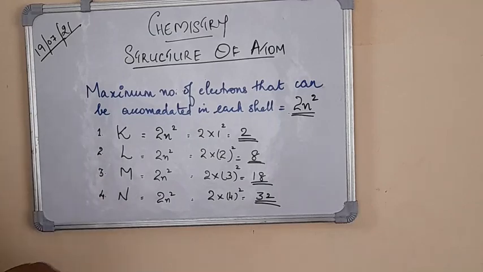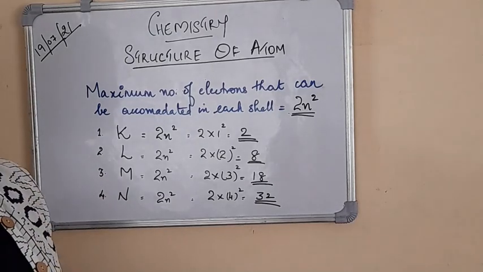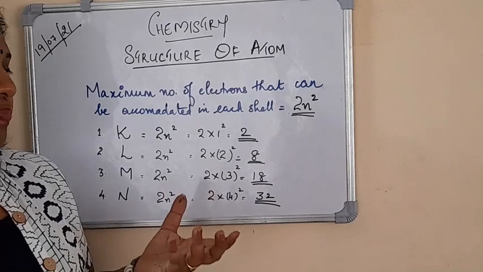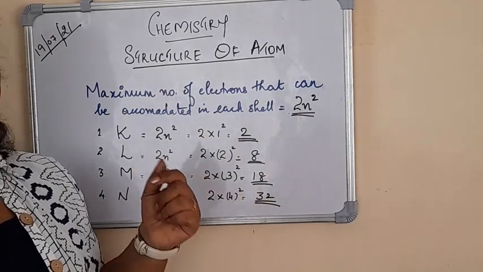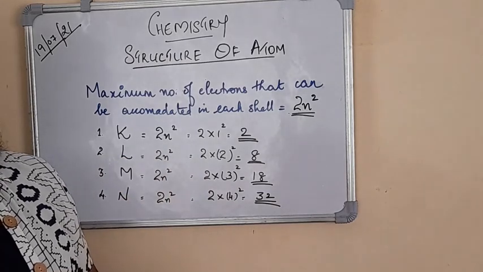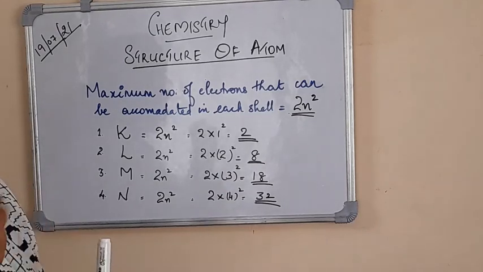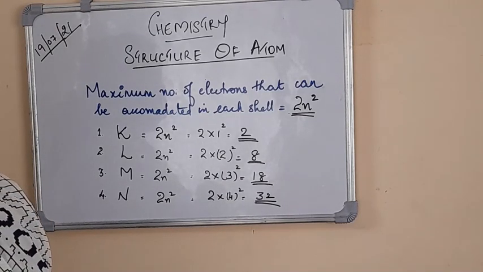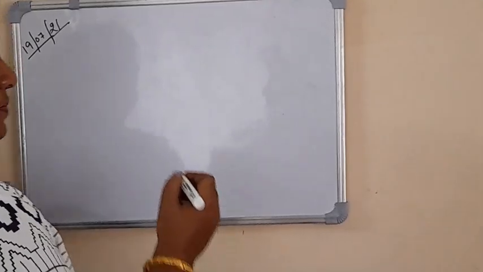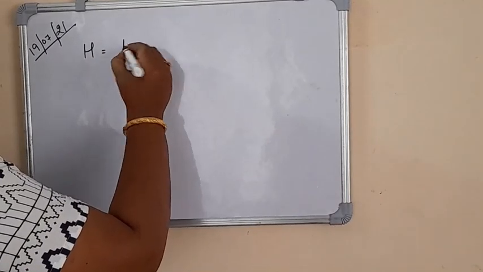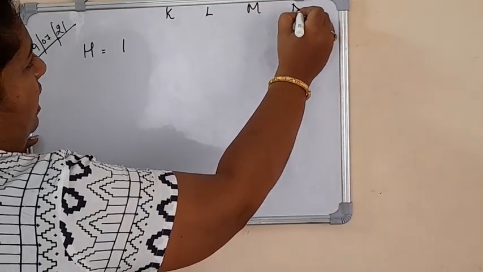When you find the number of electrons accommodated in each shell, it is easy for us to draw the Bohr atom model according to the number of electrons, and also to write the electronic configuration. So, I will show you an example. The first element is hydrogen. The atomic number of hydrogen is 1. Now, we can write K, L, M, N.